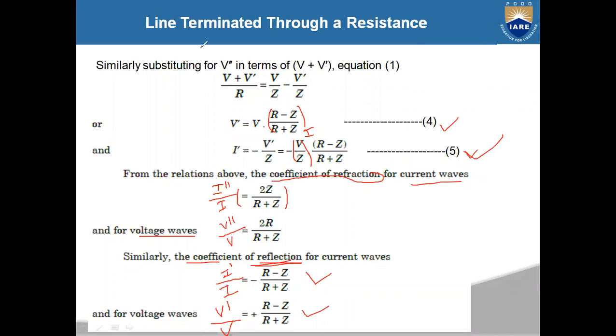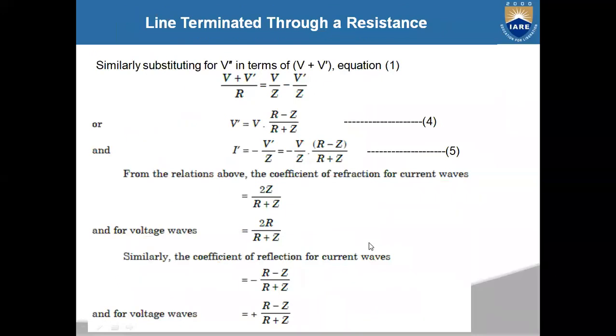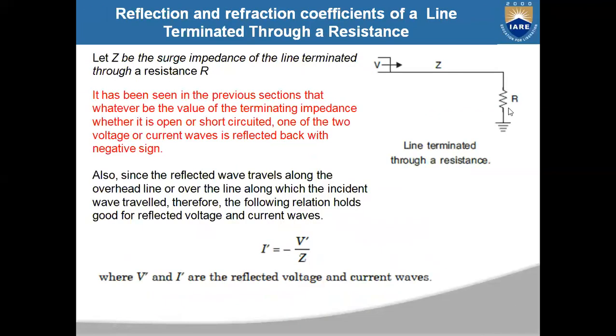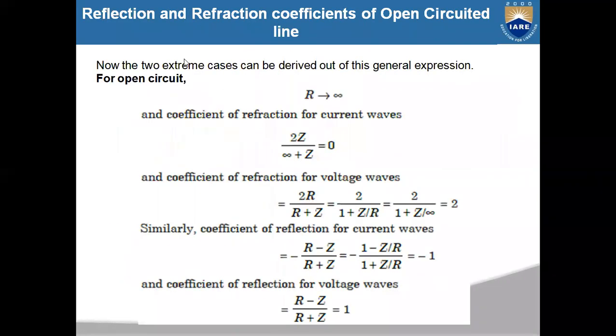So what is the case here? The line is terminated with some resistance R. When the line is terminated with some resistance R, we derived the reflection and refraction coefficients here. After finding this, you can now extend it to extreme cases, which are the open circuit case and the short circuit case. If you substitute R equal to infinity, it becomes open circuit, and if you substitute R equal to 0, it becomes short circuit. What are the reflection and refraction coefficients for open circuit and for short circuit? Let us see.